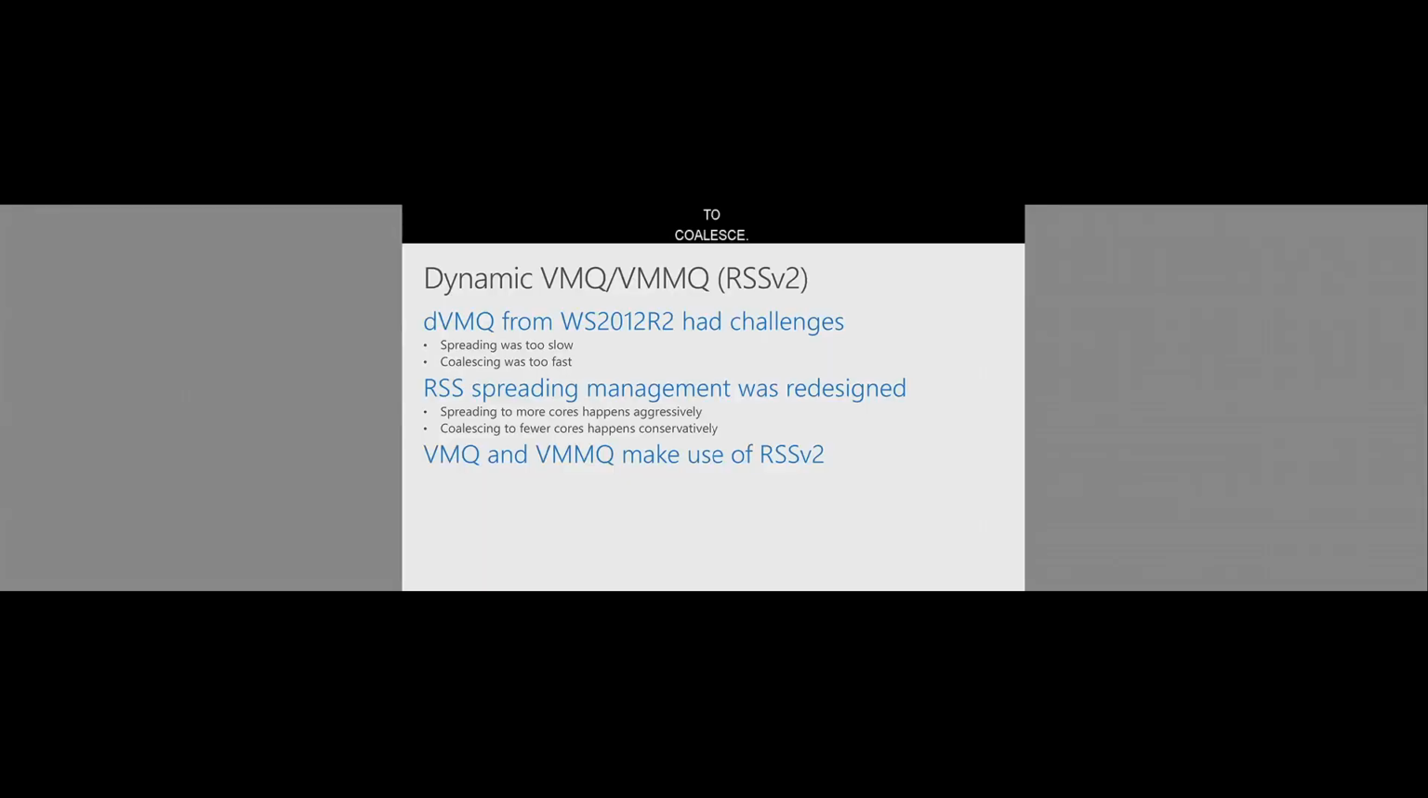So with RSSv2, we're now very quick to spread and much slower to coalesce. We spread when we still have CPU power left, when we can still calculate how to re-spread the traffic. Both VMQ and VMMQ today in Windows Server version 1709 have the ability to use the dynamic spreading.